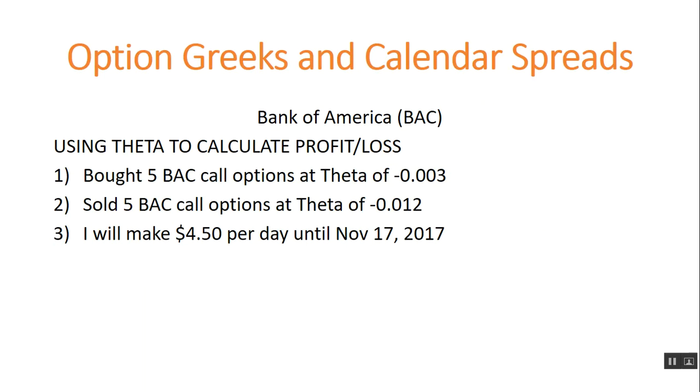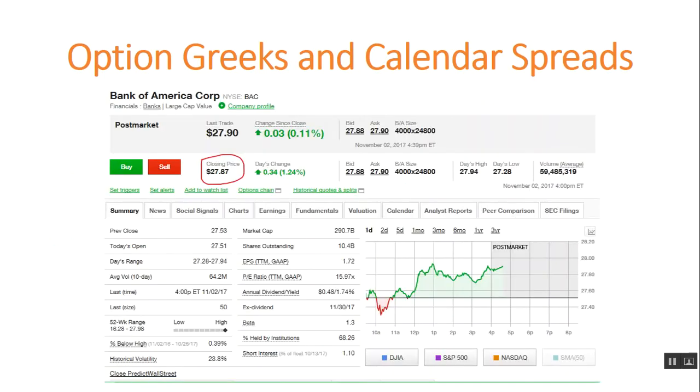But there is a much simpler way of doing this than looking at this Theta and going through all of that. What I do is I look at the price of the stock at the closing bell, and today being November the 2nd, the closing bell price was, I circled there in red, $27.87.